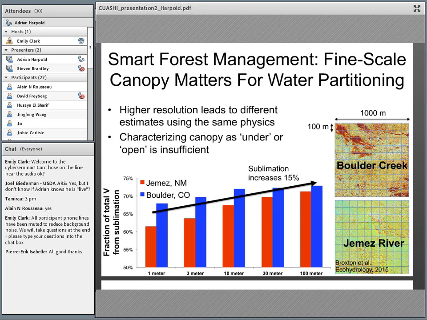So not only does sublimation become a bigger fraction of the total vapor losses, the magnitude of sublimation actually increases. And we see this at both sites. So it suggests that to capture these trade-offs in interception and sublimation, we really need to consider processes that are essentially at the tree or stand scale.